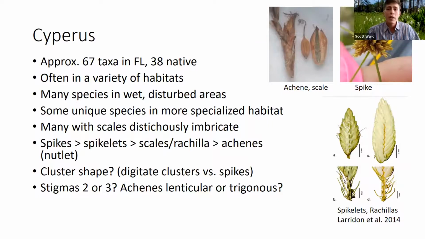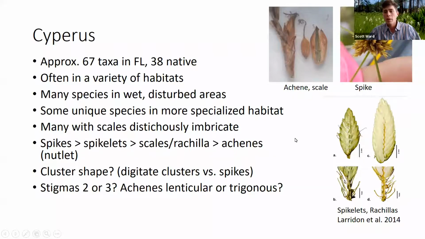So moving on to Cyperus, this is one of the more diverse genera within the Cyperaceae. There's approximately a little less than 70 taxa in Florida. Really, just a little more than half of those are native. So there's a lot of weedy sort of ruderal species that are non-native as well. They're found in a variety of habitats. There's lots of species in these wet disturbed areas, for instance, but there are some species that are a little bit more specialized in their habitat.